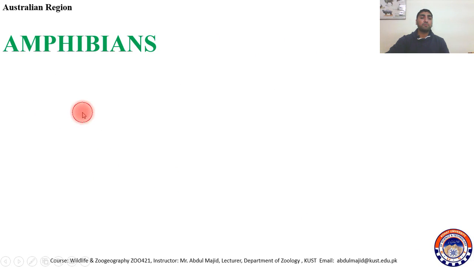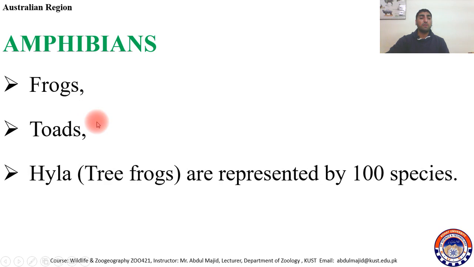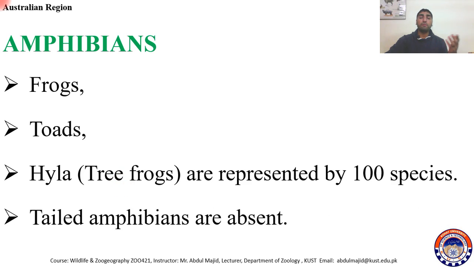The amphibian fauna. So in the amphibian fauna, we have frogs in this region, we have toads in this region. Hyla tree frogs are represented by 100 species in this region. So the 100 species of Hyla are present in the Australian region. And tailed amphibians are absent from this region. So there is no Gymnophiona, and tailed amphibians, meaning the Caudata, are absent from this region.